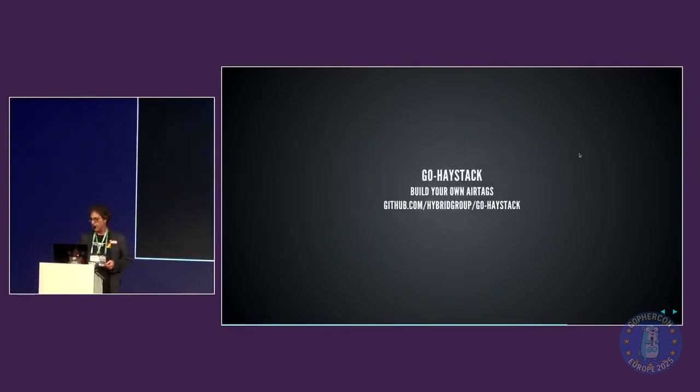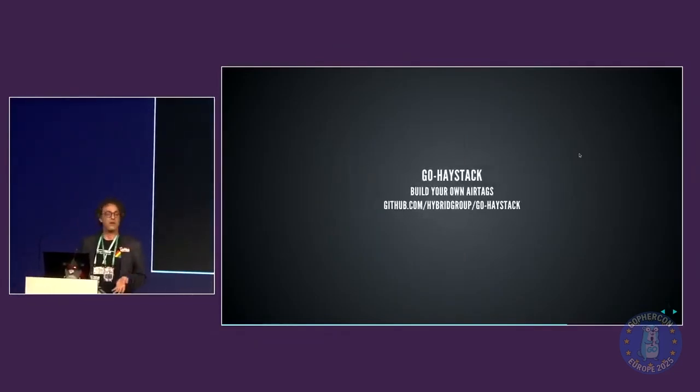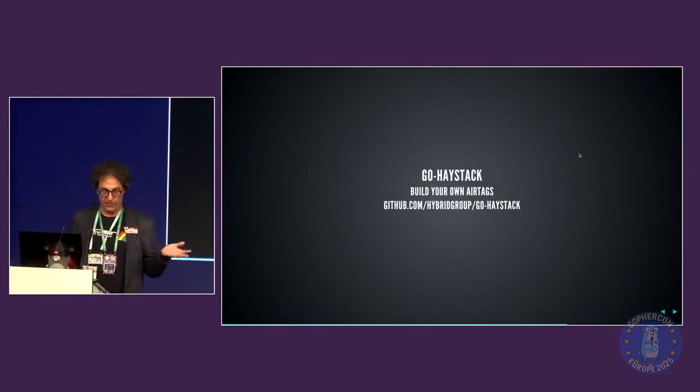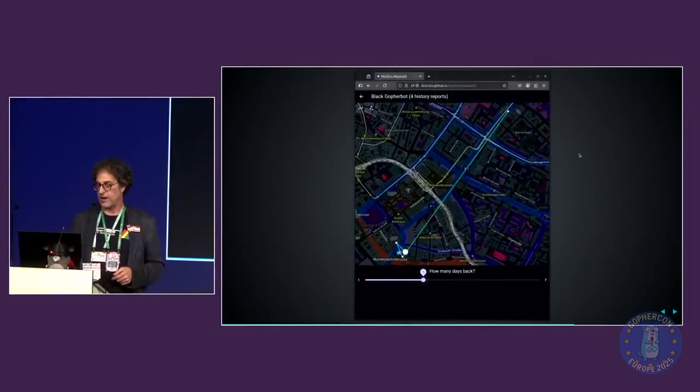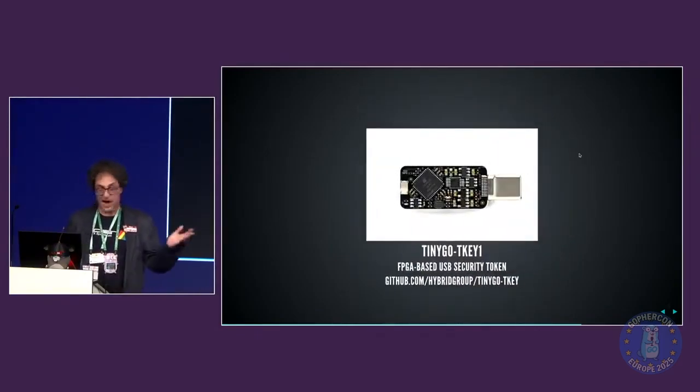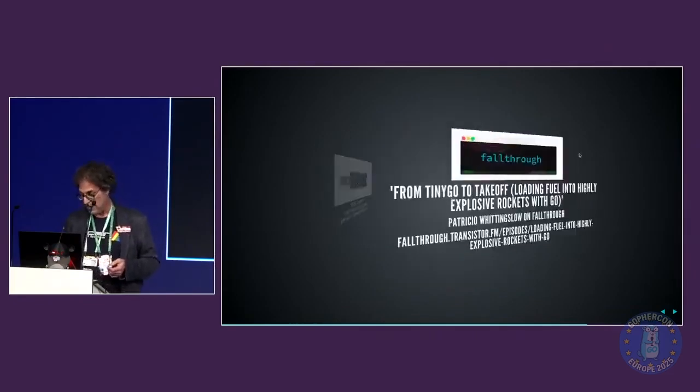Check that out. Go Haystack lets you build your own AirTags out of hardware. In fact, GopherBot here is an AirTag. This is me tracking black GopherBot as we cruise around Berlin earlier today. So we've been busy. The TinyGo T-Key1, the Tillitis TKey, is an FPGA-based USB security token that runs a soft RISC-V core that you can then compile and run TinyGo programs on in a secure environment. Cool project, check that one out.